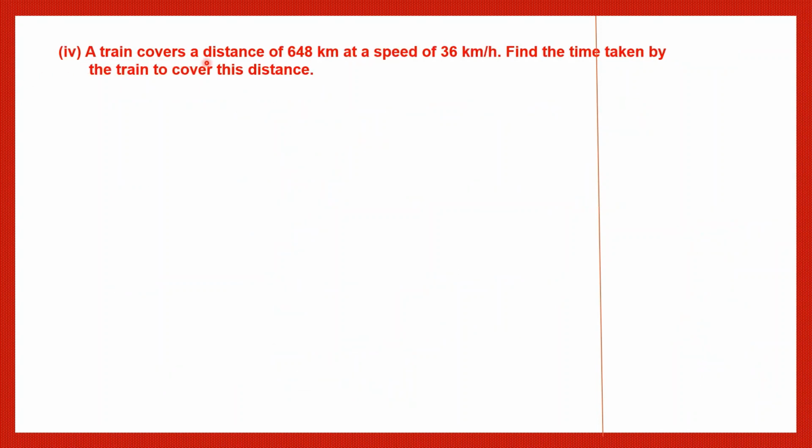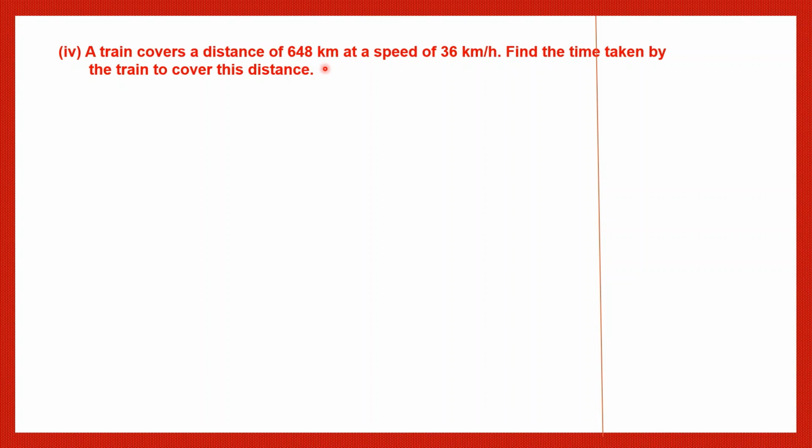A train covers a distance of 648 kilometers at a speed of 36 kilometers per hour. Find the time taken by the train to cover this distance. So there's a train that's going at this speed. Speed is 36 kilometers per hour. It has covered a distance of 648 kilometers. What is the time taken?